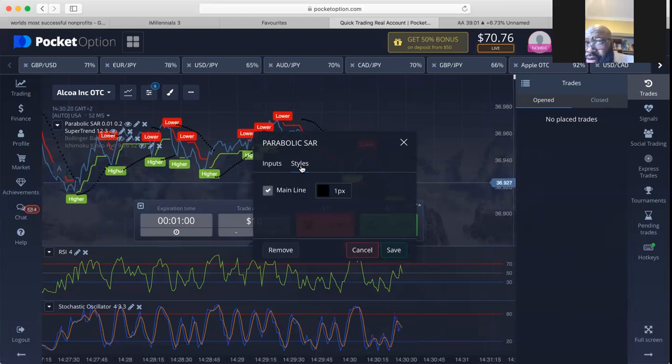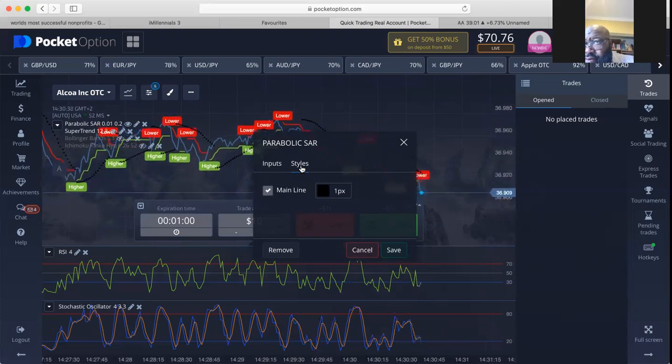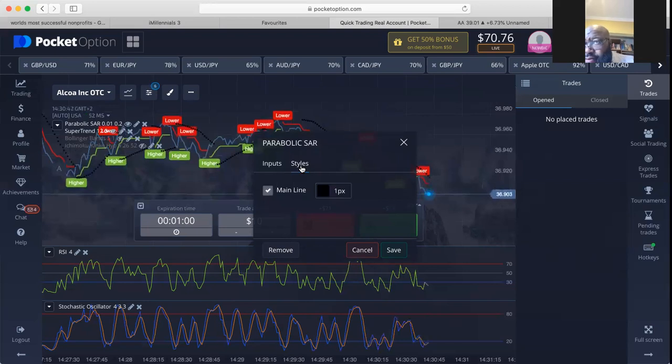Style, and you'll check your main line and then make sure everything is black. The main color has to be black. It's green. Put yours to black. Got it. Now save. Okay. I see black dots. You see black dots now, right?